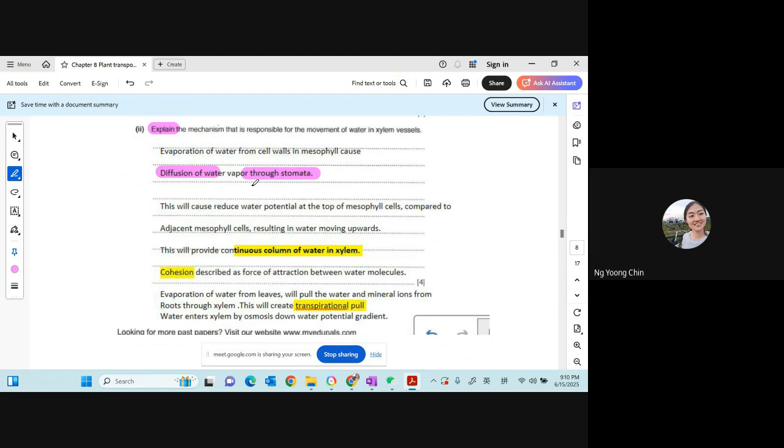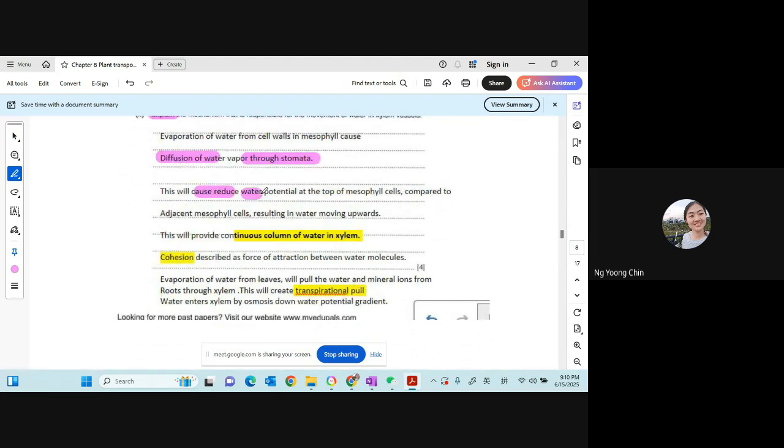So this process will cause reduced water potential at the top of the mesophyll cell compared to the adjacent mesophyll cell, which stays at the lower level. Because the top part is always losing water, right? Losing water in the form of water vapor. So it will become low water potential already. So this will cause the adjacent mesophyll cell, which stays lower than them, to become high water potential. So this will cause the water to move upwards, moving outwards, the keyword, moving outwards. So this will provide a continuous column of water in the xylem.